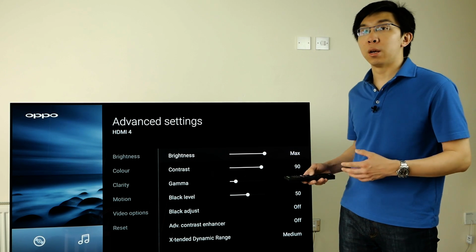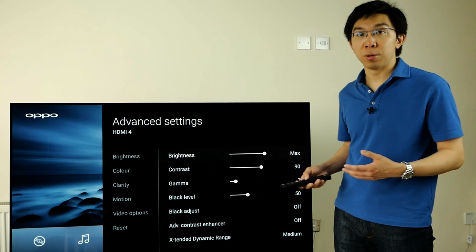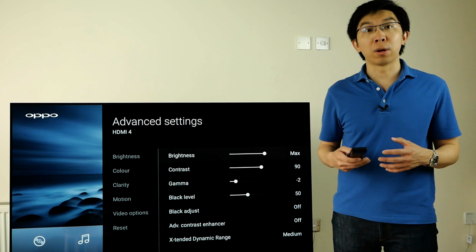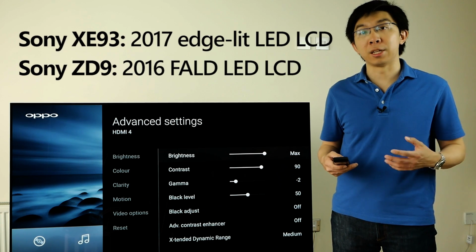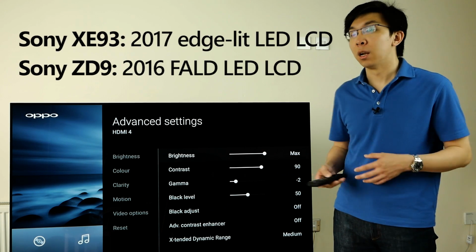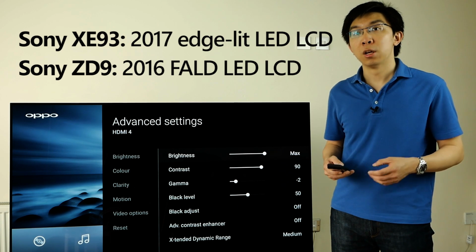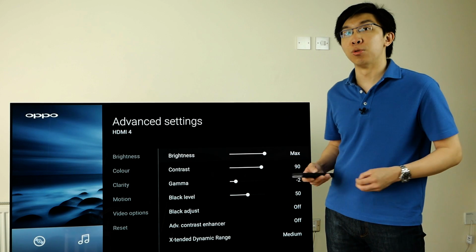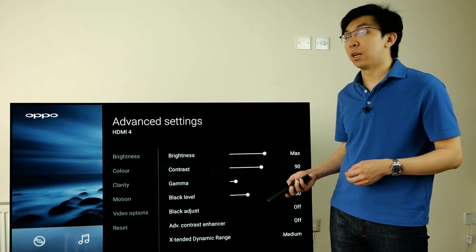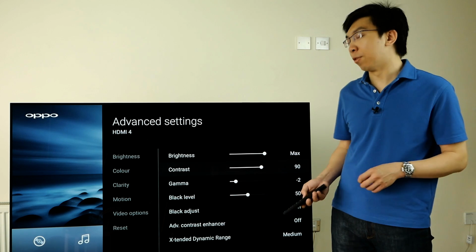On the Sony A1, it defaults to max across all picture modes, whereas on the company's 2016 and 2017 LED LCDs, such as the Sony XE93 or Sony ZD9, the default value is usually 40. Sony engineers probably felt that OLED needed that extra brightness boost. Contrast lets you set the white level without affecting black level.